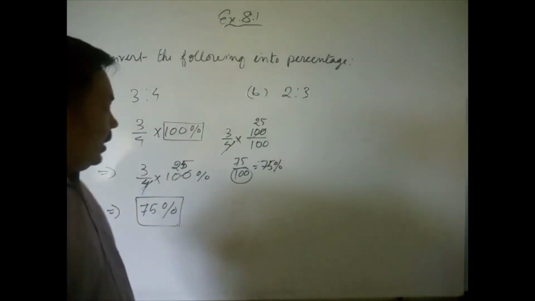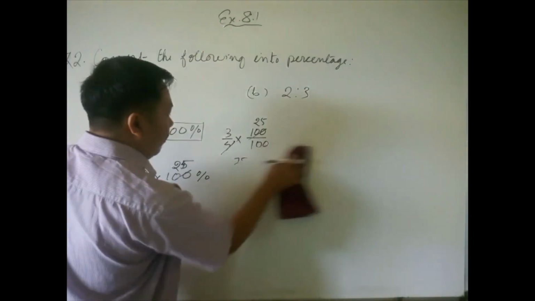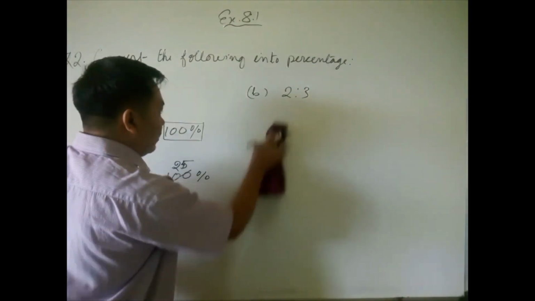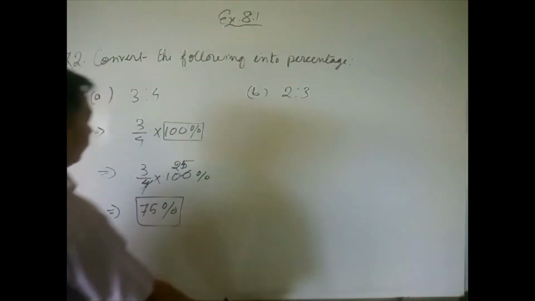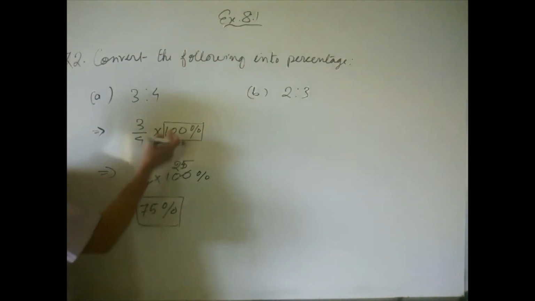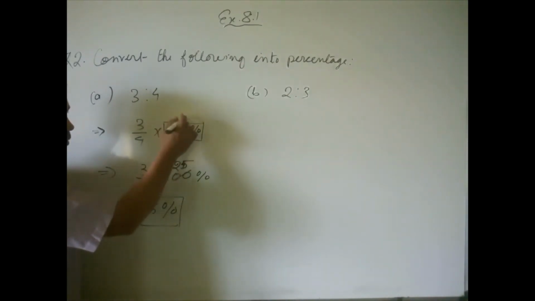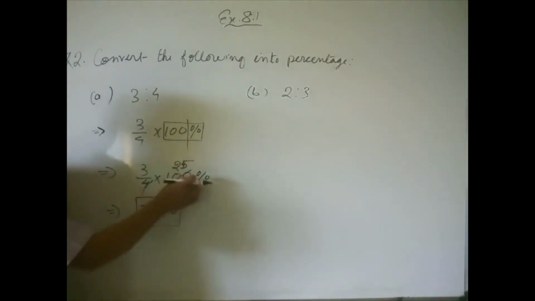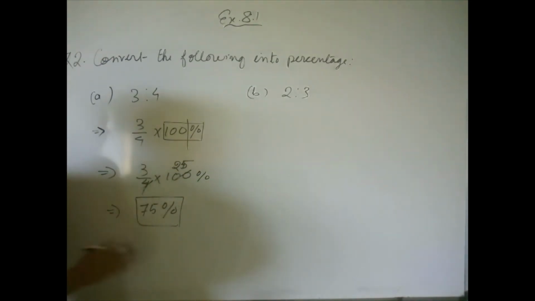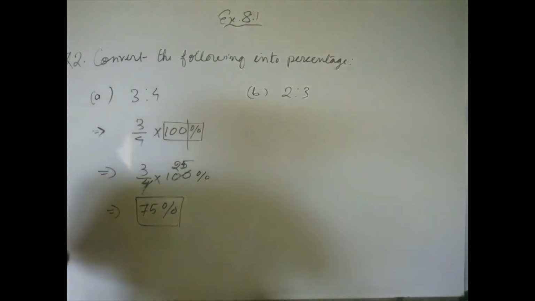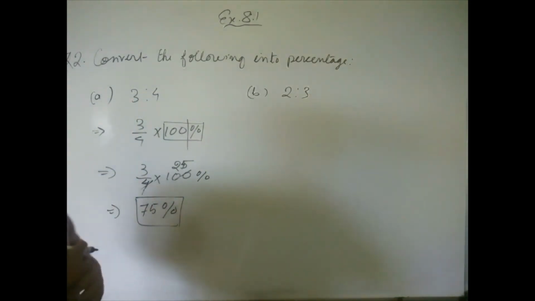This way also you must understand, but we don't usually follow this kind of way. We just follow 3 by 4 into 100% or 100. Percentage is not required to write here, but I'm showing you so that we put the percentage in the answer after all. This percentage is there, so we have to put the percentage. If you write 75 only, then the answer is incomplete. That's why you have to write the percentage symbol also.